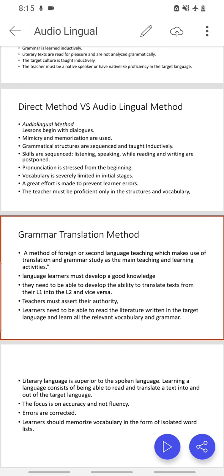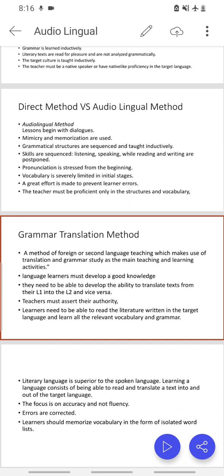Then it is said that the literary language is superior to the spoken language. When the grammar translation method is applied in a classroom, every student and the teacher come into class with the focus that the written language, the literary language, is superior, it has more value, and the spoken language is inferior. It doesn't have any value. So with this mindset they enter the class, which is definitely not good for learning a language.